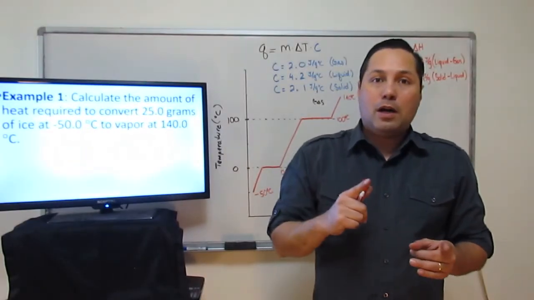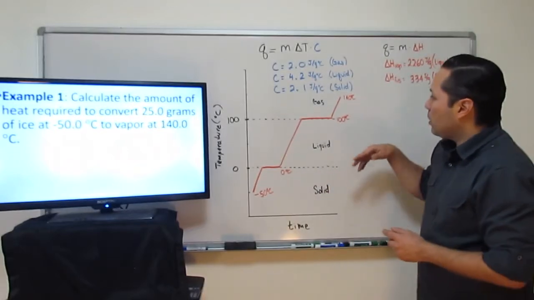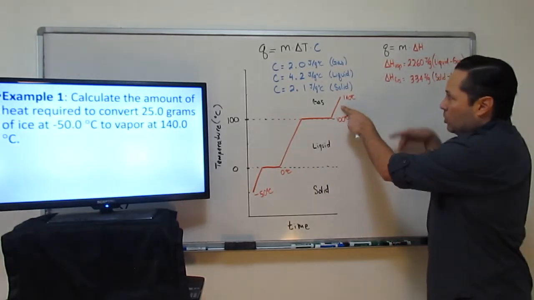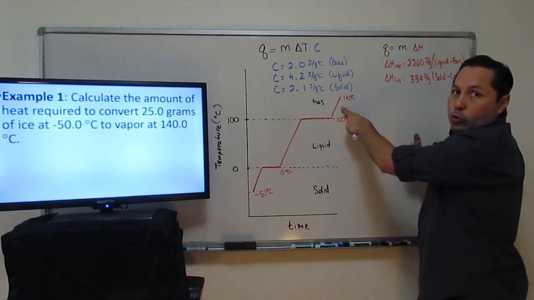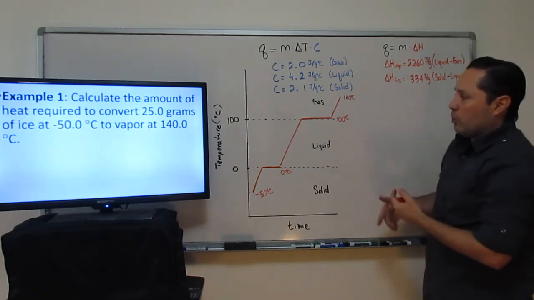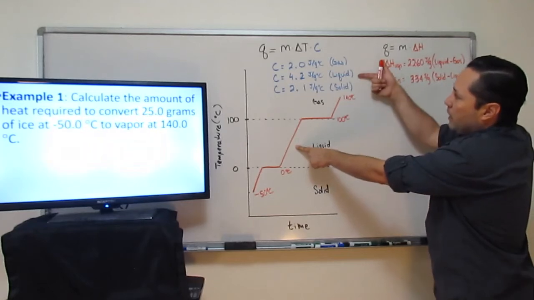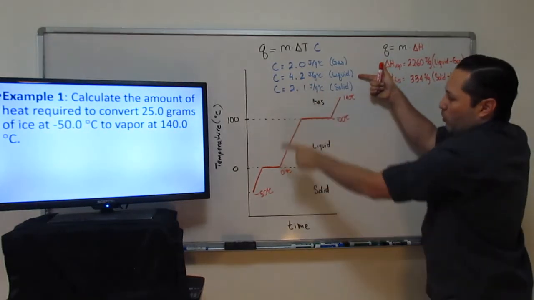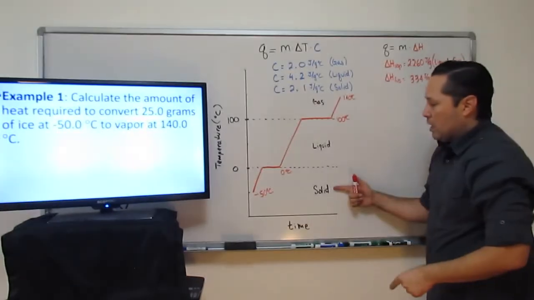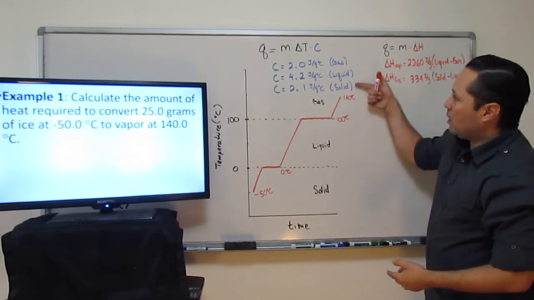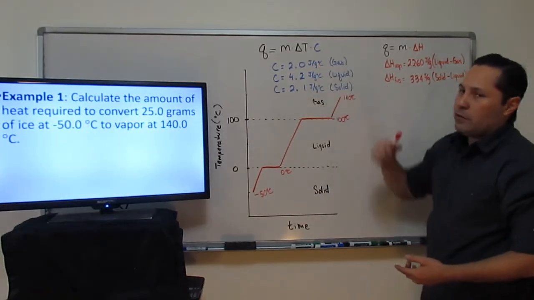at different temperatures. So for example, if we have it at this section, that's in the gas phase, so that's going to be 2.0 joules per gram Celsius, as opposed to this line which is the liquid section, so therefore it'll be 4.2, or this line which will be solid, which will be 2.1. That's the value of the C.